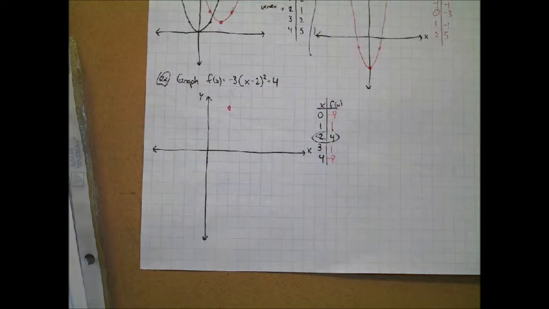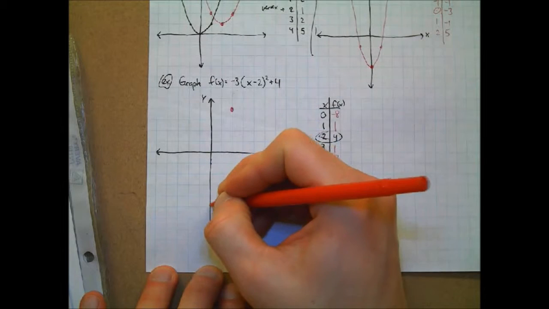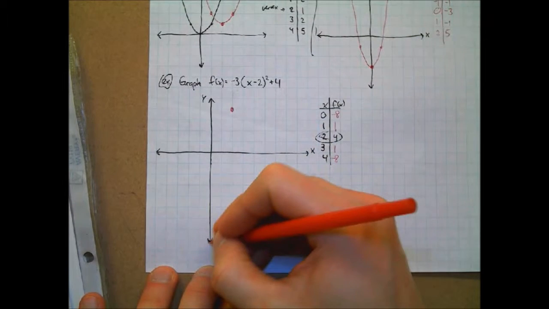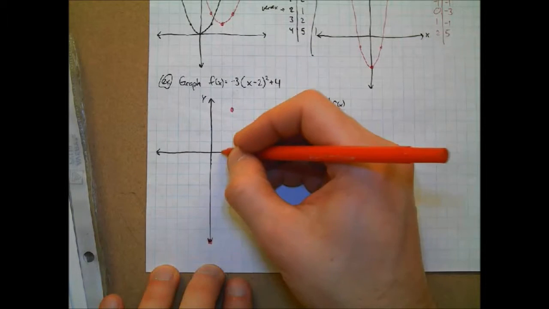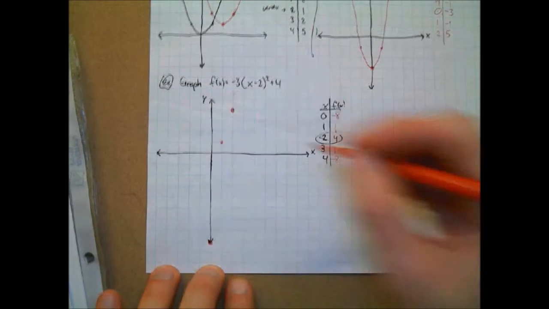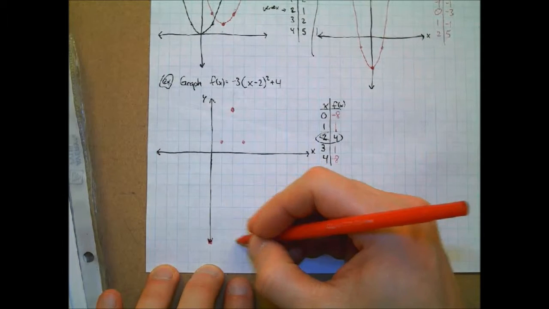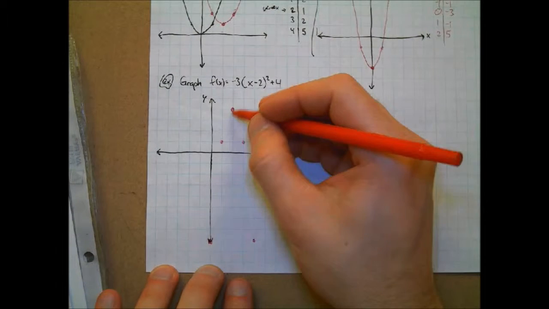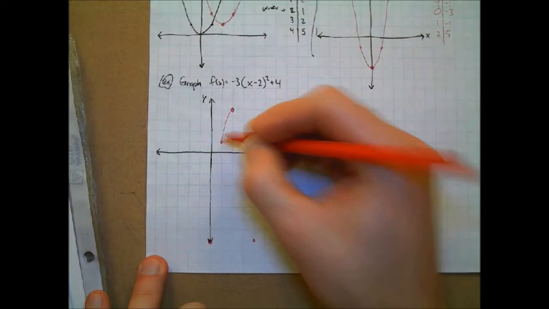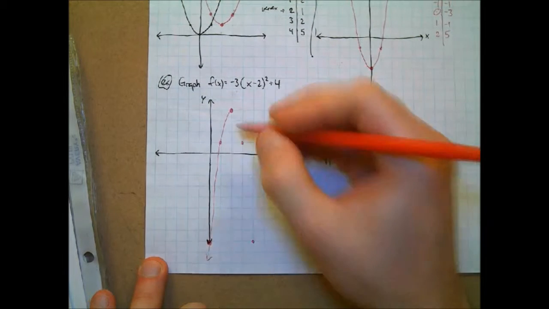Okay, and then plot your points. 1, 2, 3, 4, 5, 6, 7, ooh, barely made it. There's the negative 8. Okay, and then there's 1, 1. There's 3, 1, and there's the last one. Okay, so you can see again that symmetry. And just connect the dots.